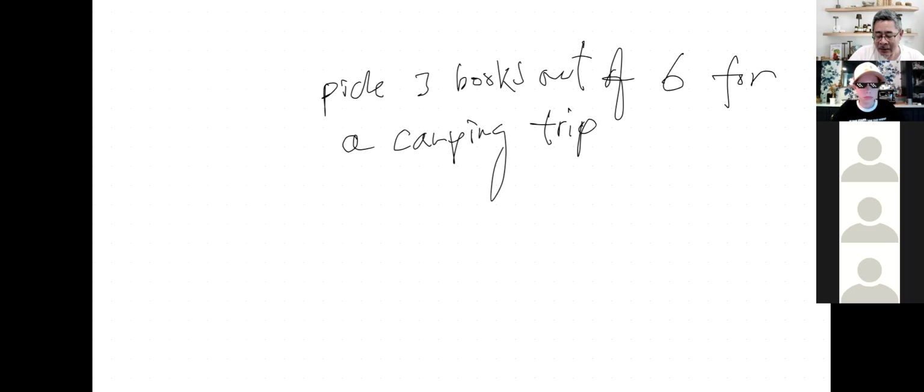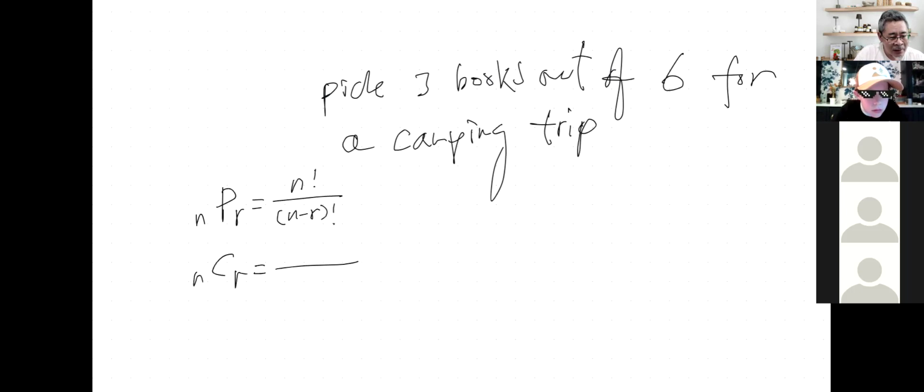Okay, we're going to use a different formula because this is a combination. We know the permutation formula is n factorial over n minus r factorial. Then the combination formula is n factorial over n minus r factorial, and we also have r factorial.